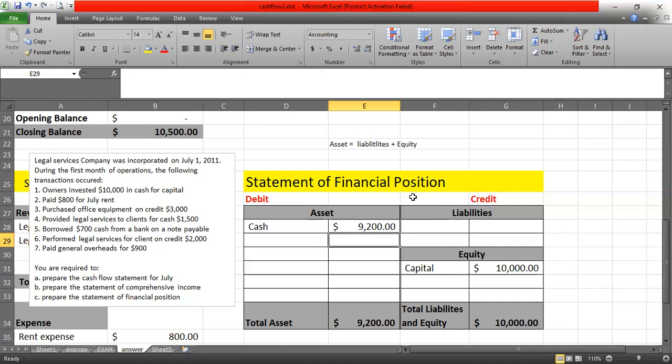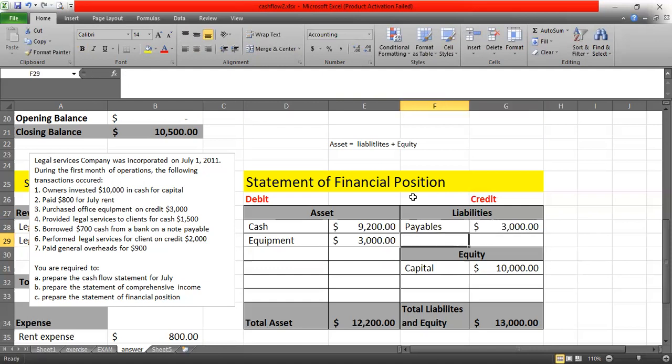Next, number three, purchased office equipment on credit for $3,000. Office equipment is considered as an asset. So I will type here equipment, and the value of it is $3,000. Now, since the company bought the office equipment on credit, it causes the liabilities to increase in the terms of payables. All right. So whenever you see the term payables, it will be categorized as a liability. So the liabilities now, or payables now, is $3,000.